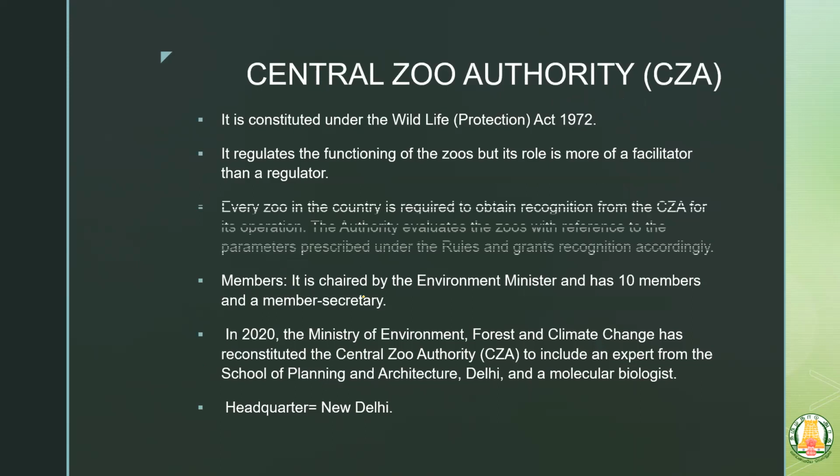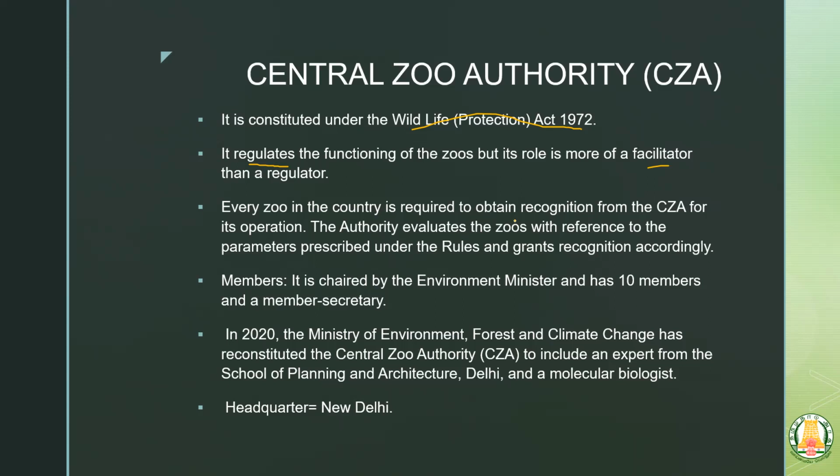Then comes the Central Zoo Authority. This was created under the Wildlife Protection Act 1972. It regulates the functioning of the zoos, but its role is more of a facilitator than a regulator. It does not regulate too much, but it facilitates. That is, they will not supervise the animals in the zoo every time. They will help with the zoo's own administration or welfare.